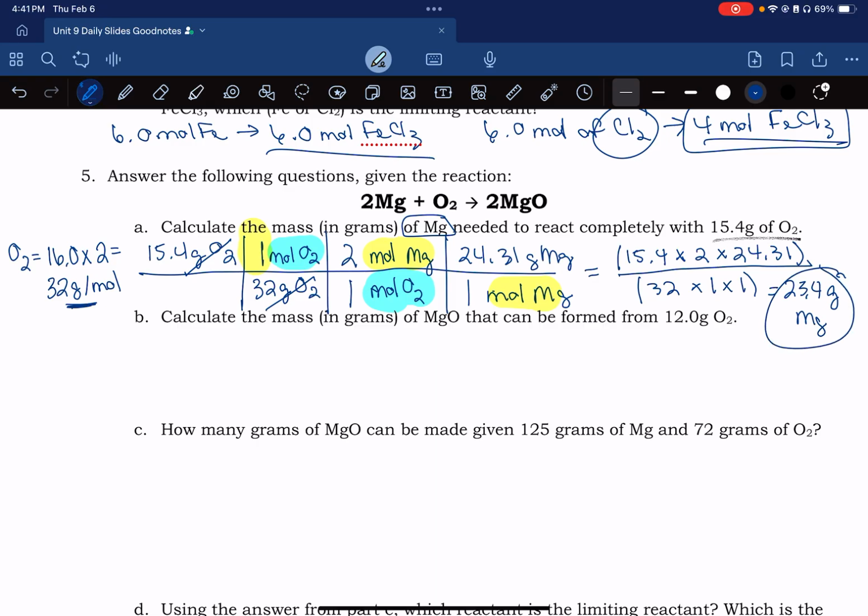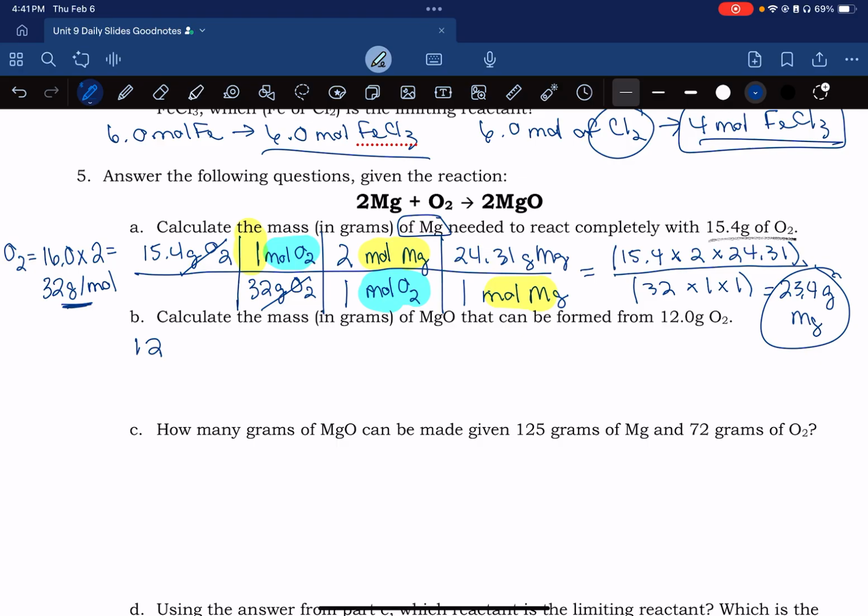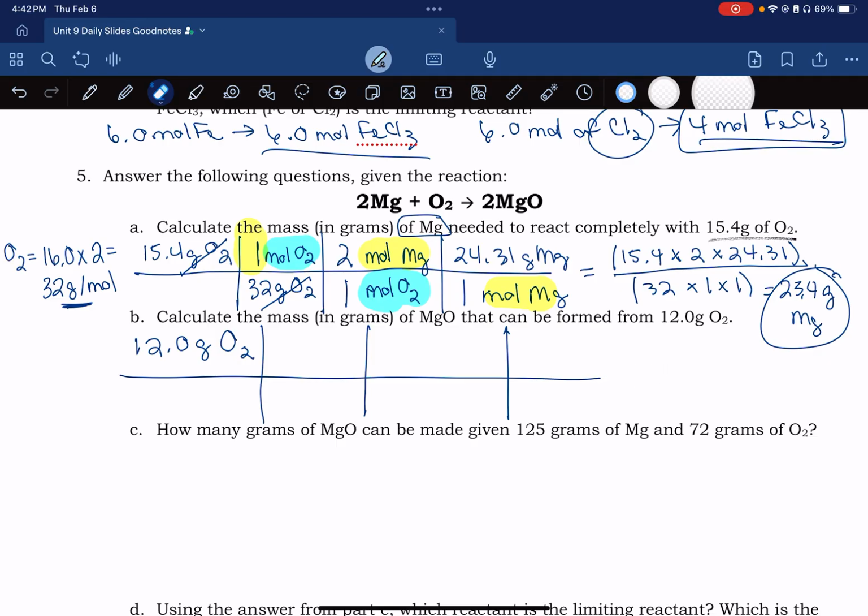All right, so next it says calculate the mass in grams of magnesium oxide that can be formed from 12 grams of diatomic oxygen. Again, we are just going to write out what we are given and go from there. I'm going to do this one a little bit faster so that you can see the value in matching the units and how it can speed things up for you. It's just a pattern recognition thing, a little time saver that I do when I'm doing these problems. I just start copying the units down because it makes it so much faster for me.